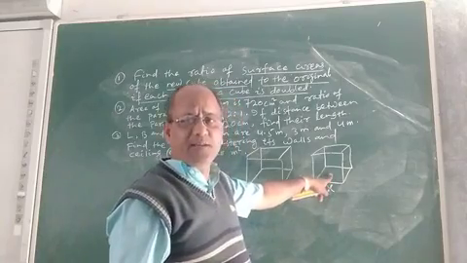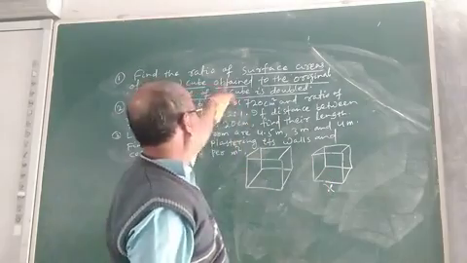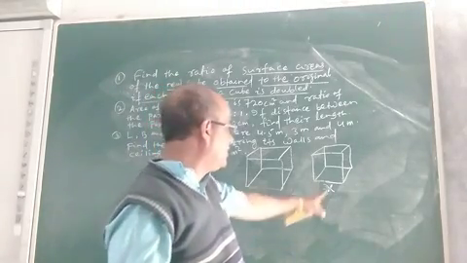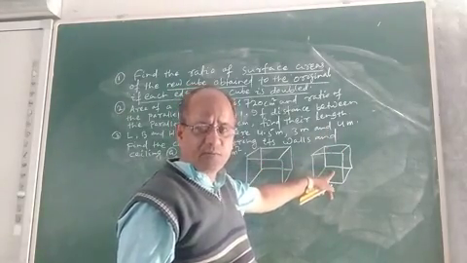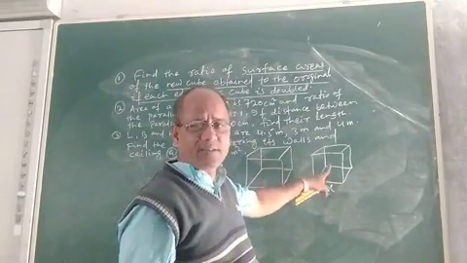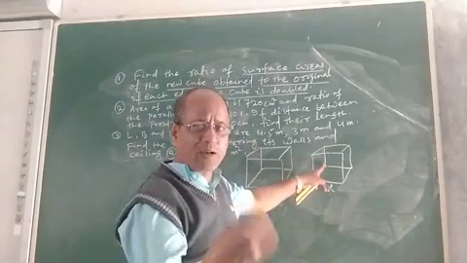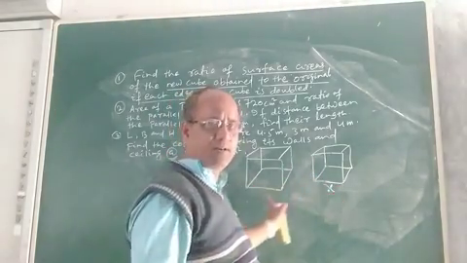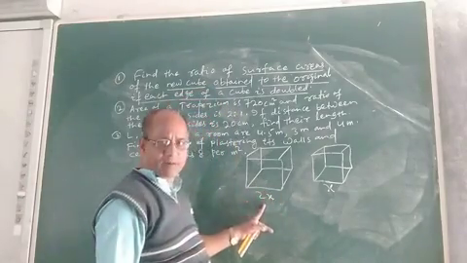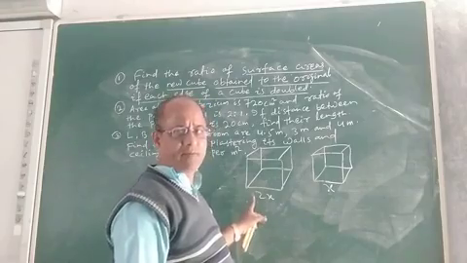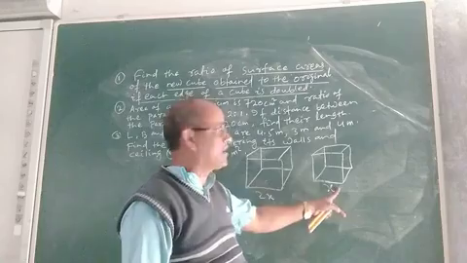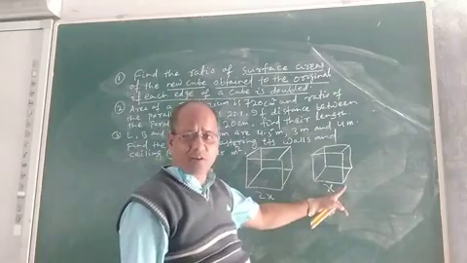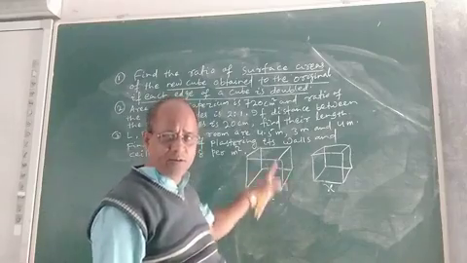Now, if the edge of this cube is x, what is its surface area? Surface area always means total surface area, not lateral. So you are given this original cube. Suppose the edge of the cube is x. Now what will happen if the edge of this cube is doubled? It becomes 2x. This is the new cube which is obtained by doubling the edge of the original cube. If each edge of this original cube is doubled, then the edge of the new cube will be 2x.